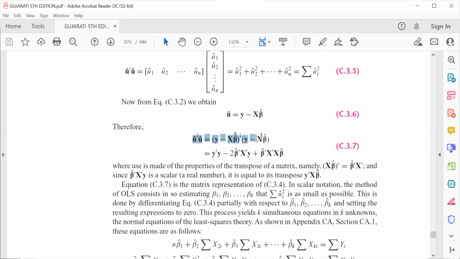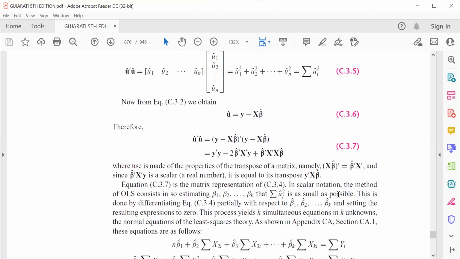Here we have x here. Sorry, this one. And then we get beta. Here there is an explanation. Beta prime x prime y is a scalar, a real number. It is equal to its transpose. This means y prime x beta. Because this is a scalar, we can sum these two parts.